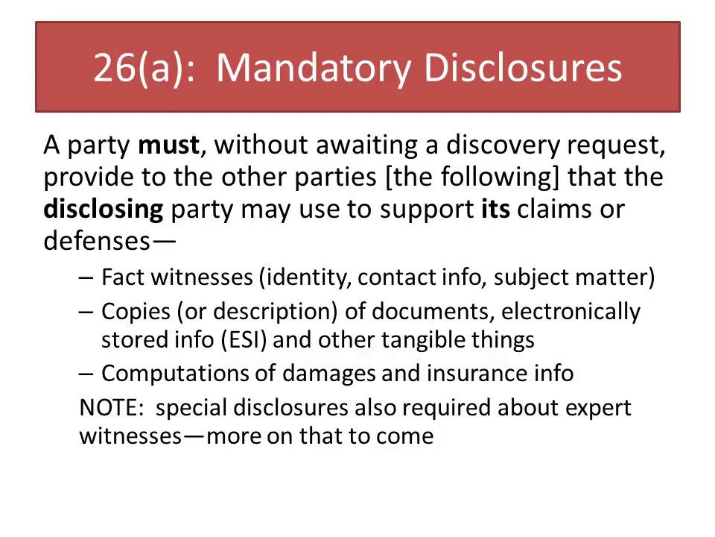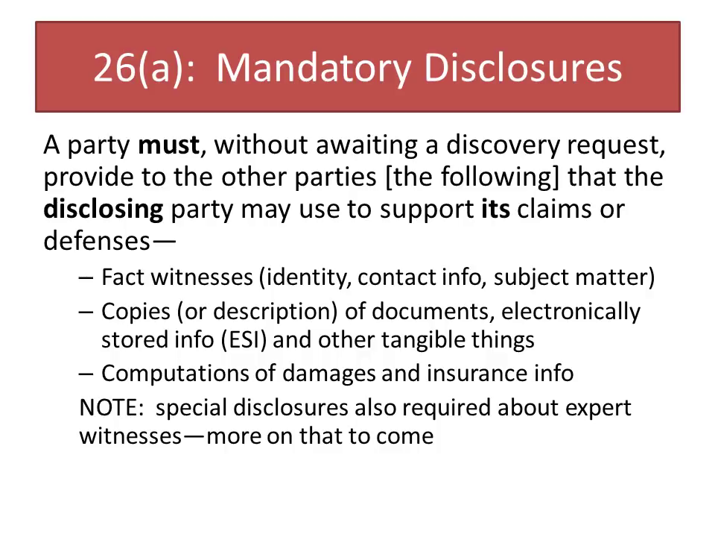And the information you have to disclose includes fact witnesses, that is, witnesses to the events, their identity, their contact information, and the subject matter that they would testify to, that they know about. You also would have to disclose copies or descriptions of documents, electronically stored information, known by the acronym ESI, and other tangible things, and the way you're computing damages, and what insurance policies may cover the claim involved. There's also some special disclosures that Rule 26A requires you to make with regard to experts.